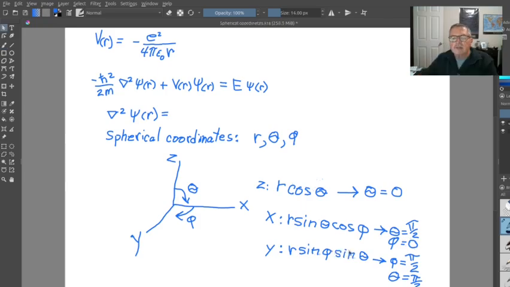I just fixed this. This was cosine, it should be sine. Because if both of these are pi over 2, then both of these will be 1 over here. The theta will be pi over 2, and the phi will be pi over 2, and that'll be the y-axis when that's true.